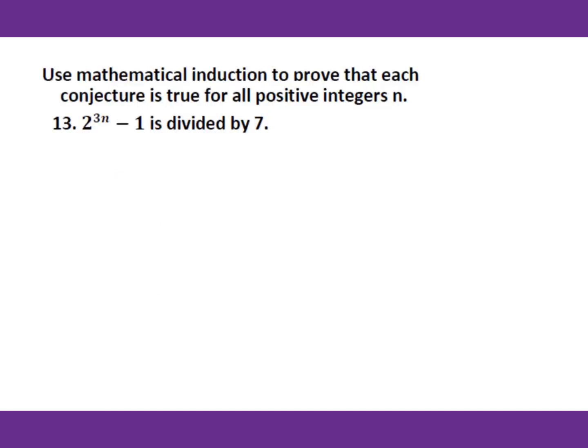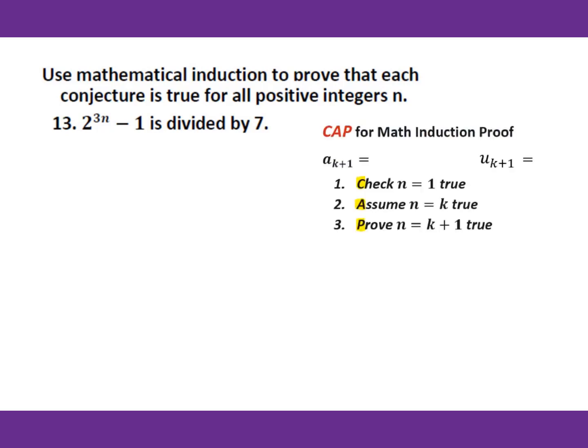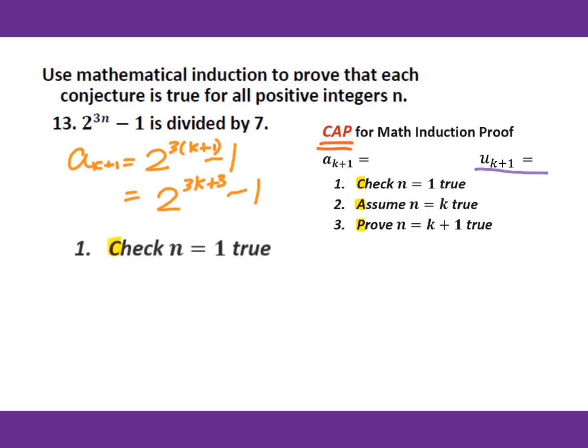For number 13, you could say this is not a summation statement. Therefore, we're working on a sub k plus 1. That is, change every single n into k plus 1. So we get 3 times k plus 1 minus 1. We get 2 to the 3k plus 3 power minus 1. We don't have expressions on the right side, so we don't have to do u sub k plus 1. Then we go to the steps.